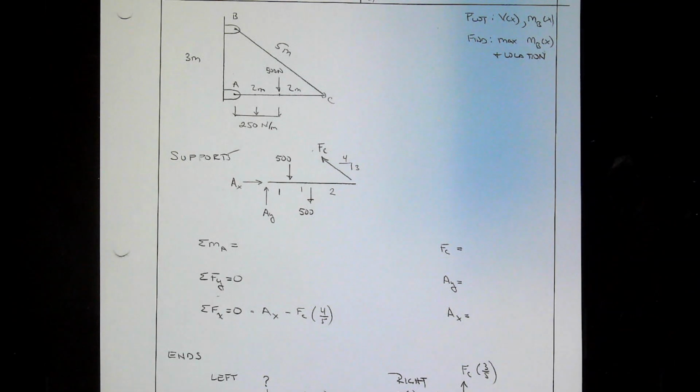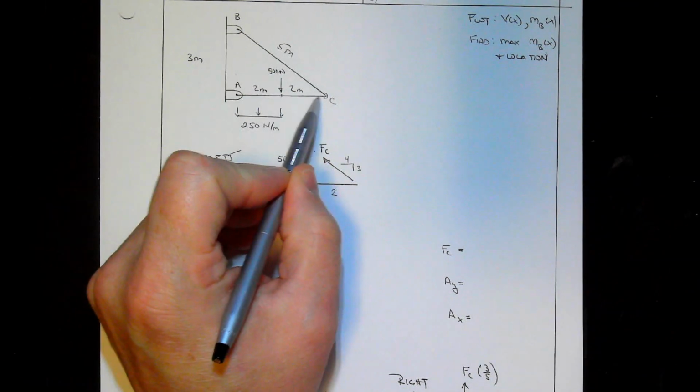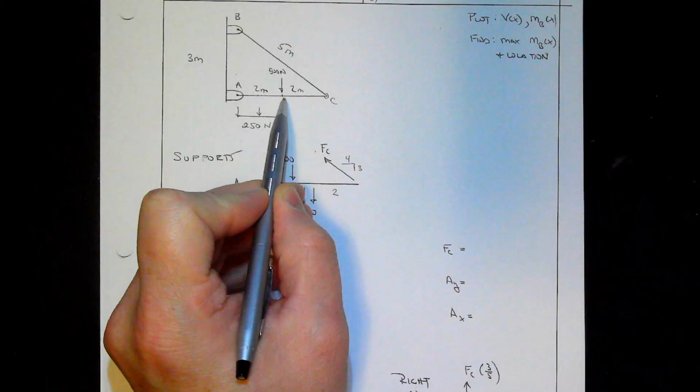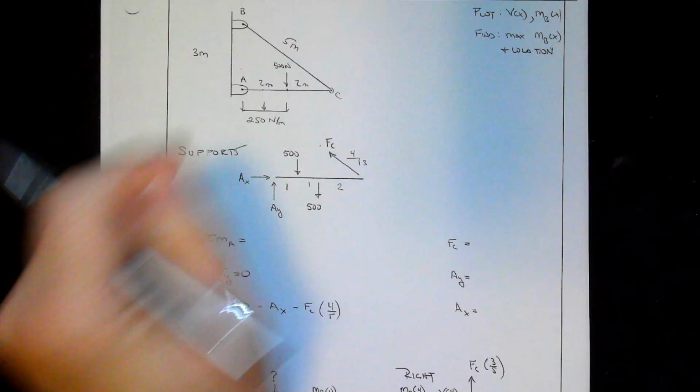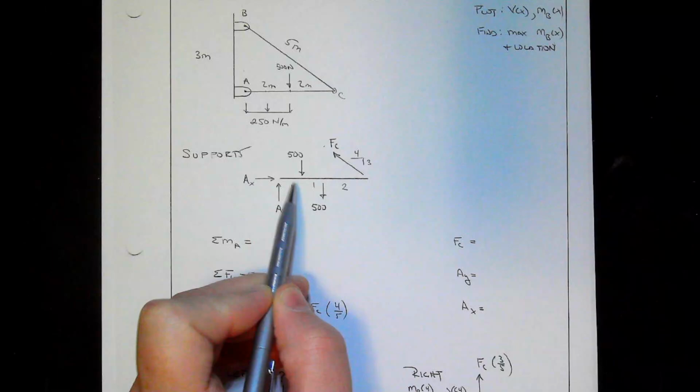So here's our next problem. We have a beam that we're going to be analyzing from A to C, 4 meters long, and over these 2 meters, there's a uniform load of 250 newtons per meter. There's a point load of 500 newtons right here, and then this is a support beam, so pinned here and there, so that'll provide a support.